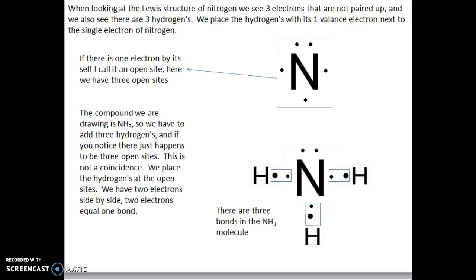And wouldn't you know that in NH3, hydrogen has 1 valence electron, and there are 3 of them. So I'm going to take the hydrogen and its valence electron and put it right next to the open site. And I have my NH3 right here. And 2 electrons are equal to 1 bond. Don't forget that. 2 electrons, 1 bond. And that's my Lewis structure for NH3 right there.